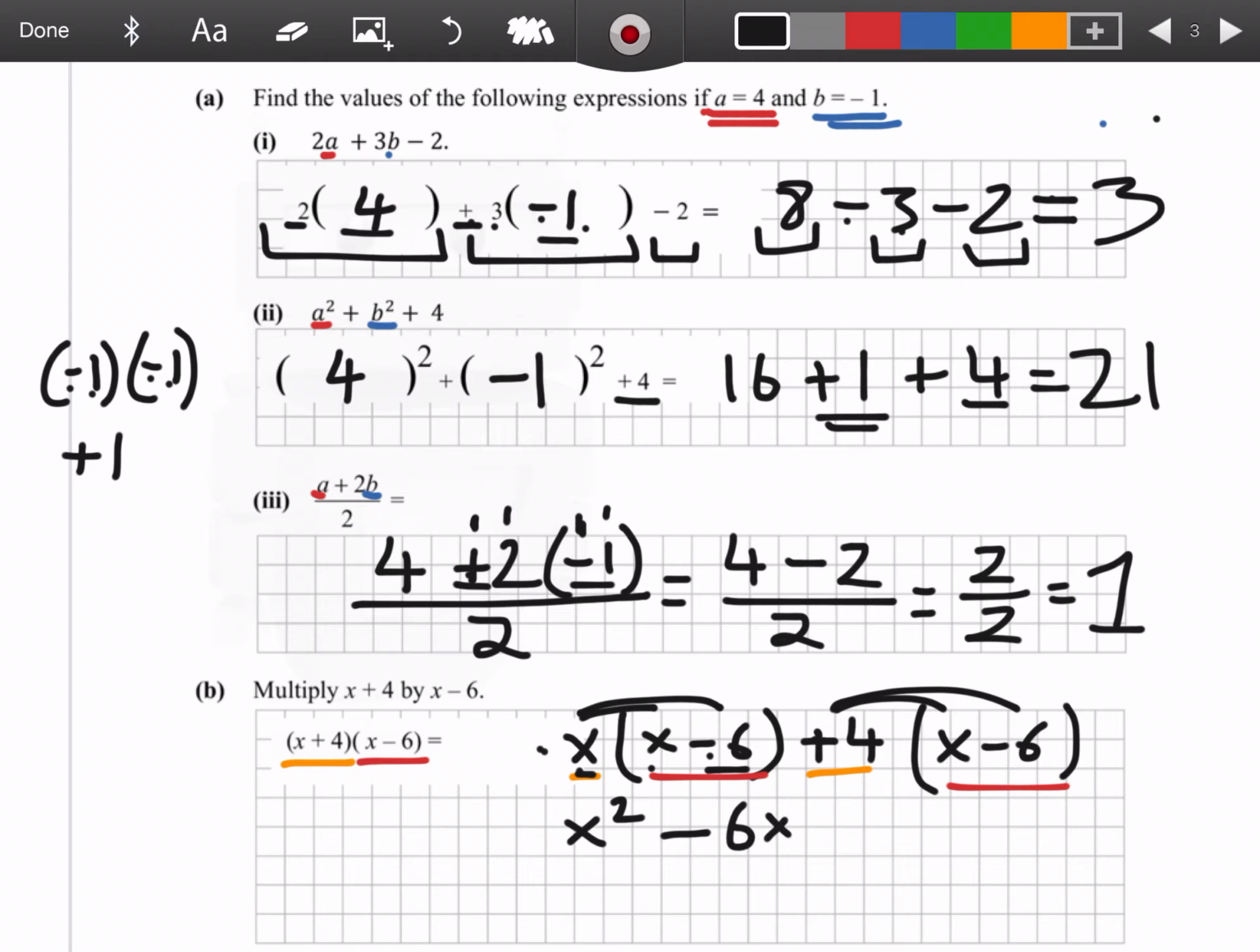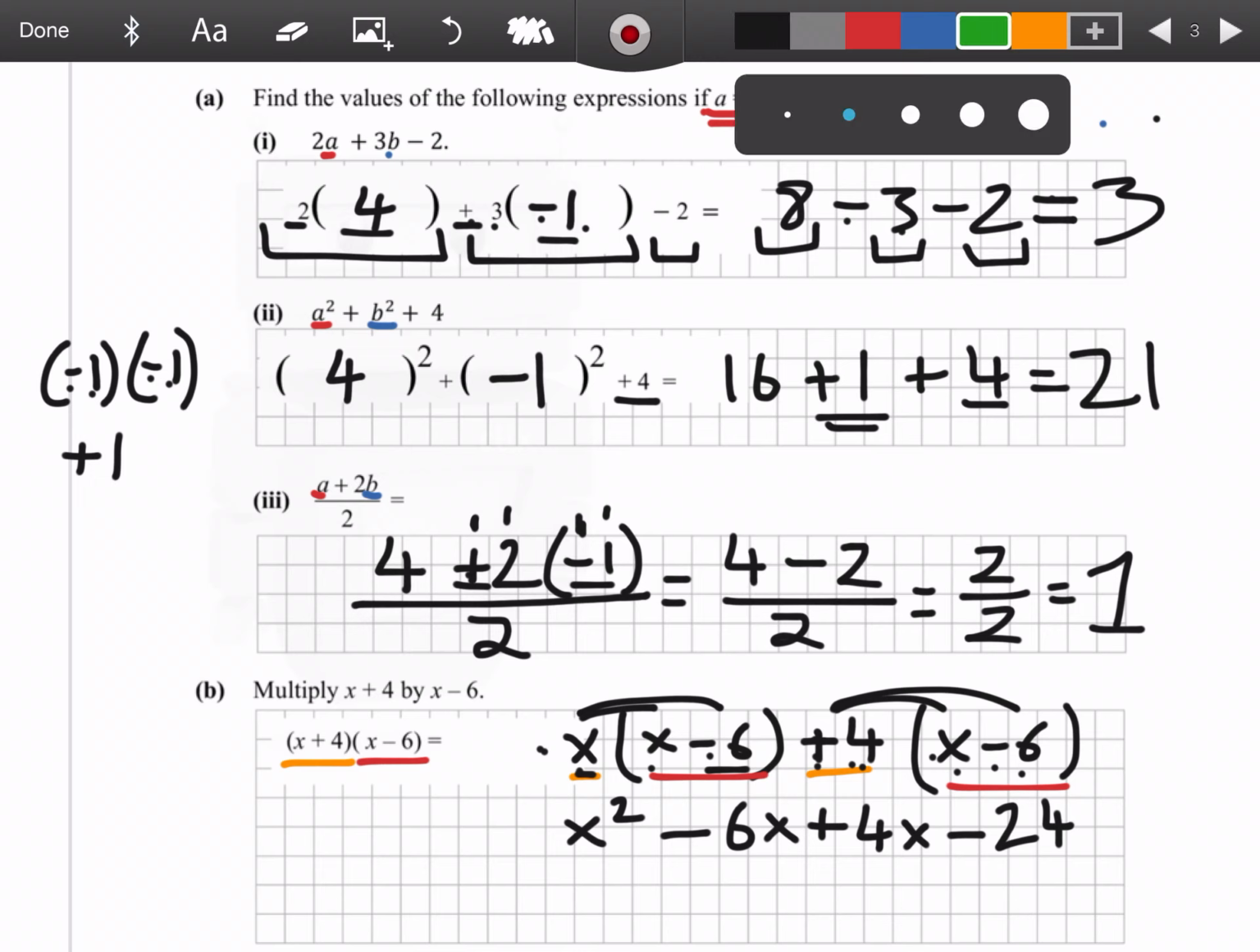And then I do the second set of brackets, or the second bracket with the plus 4. Plus by plus gives me plus, 4 by x gives me 4x, and plus by minus gives me minus, 4 by 6 gives me 24. Okay, so now all the multiplication is done. All I got to do is put together terms that I can. There's no other x squareds, so they're staying as they are.